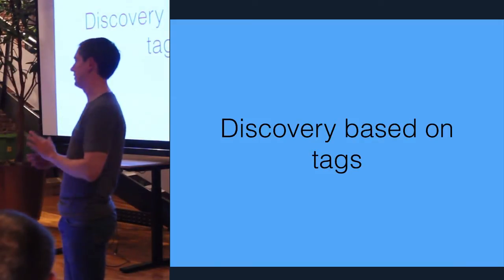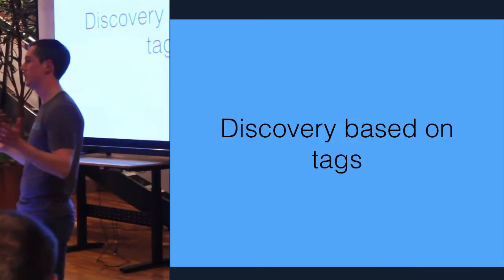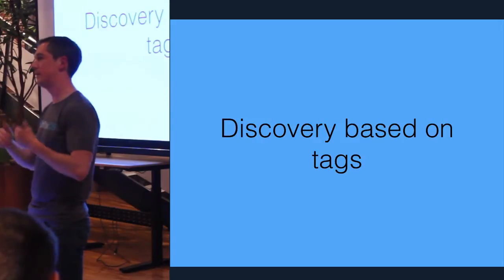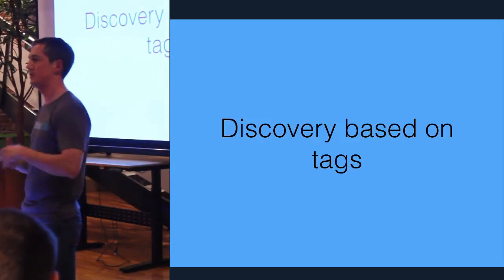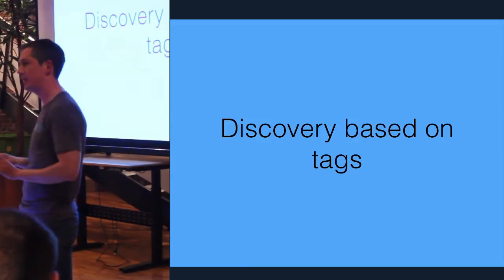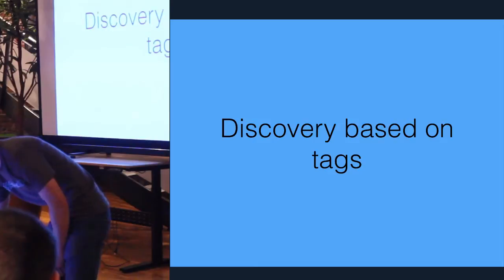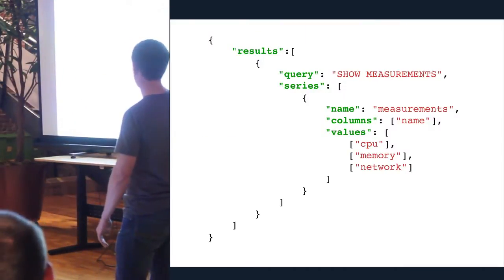One of the other things in the new release that we focused on was being able to do discovery of data based on tag values, right? The whole idea of tags is metadata that describes these measurements, and that aids you in discovering, okay, what measurements are we taking? What are the different values we have? Like what services are we running? What hosts do we have? That kind of stuff. So some quick examples here.